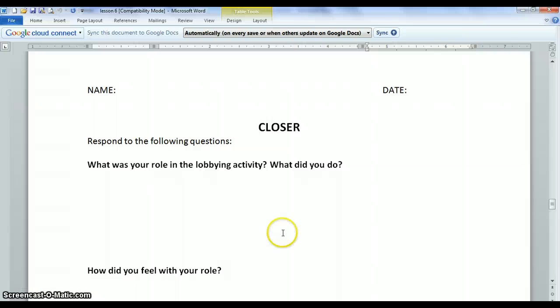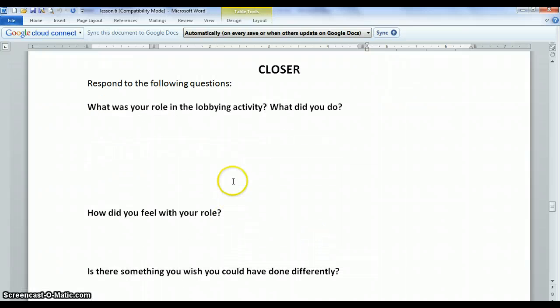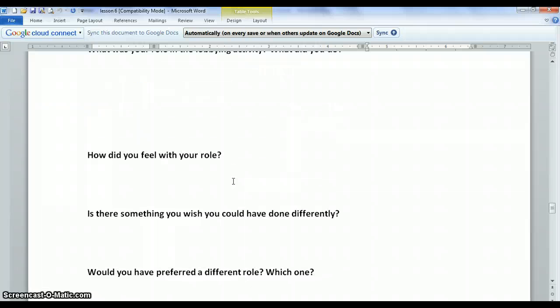Right here. What was your role in the lobbying activity? What did you do? I'm not sure if students understood the difference there. How do you feel with your role? Is there something you wish you could have done differently? Would you have preferred a different role? Which one?